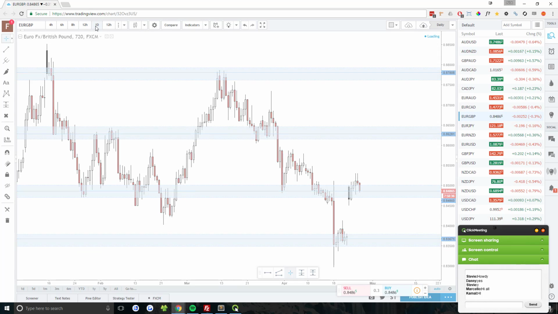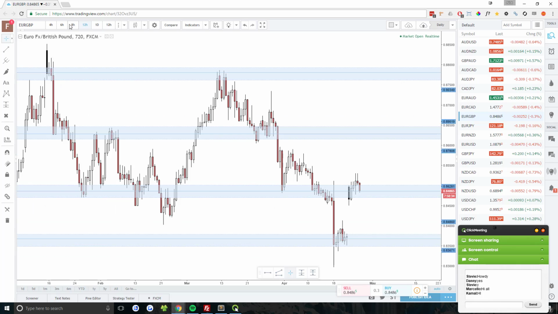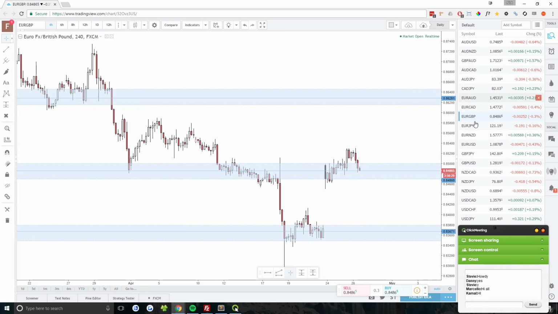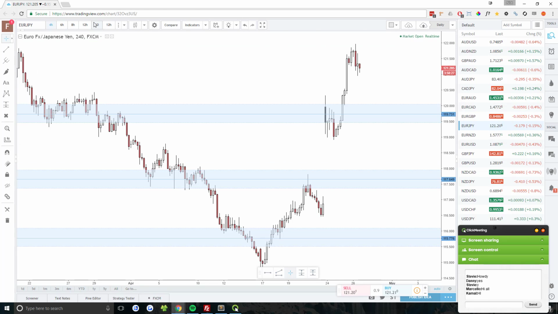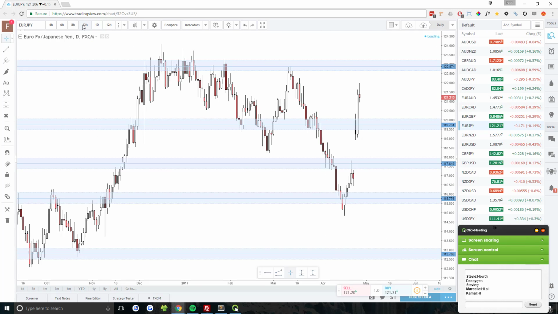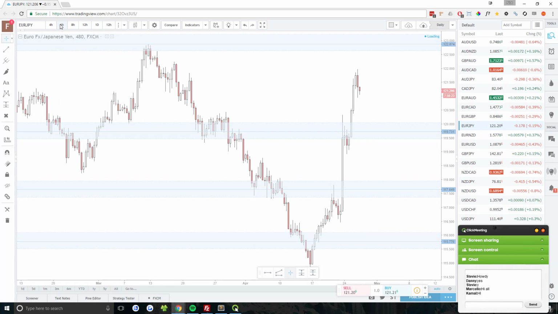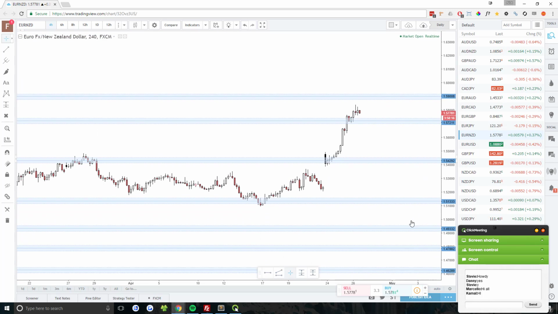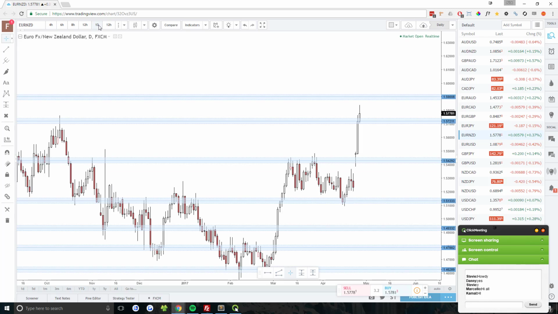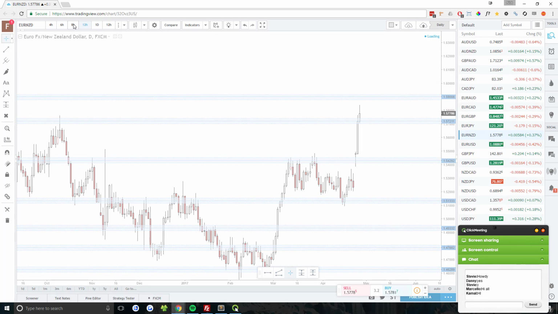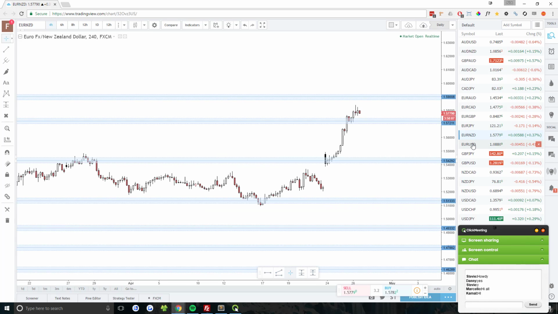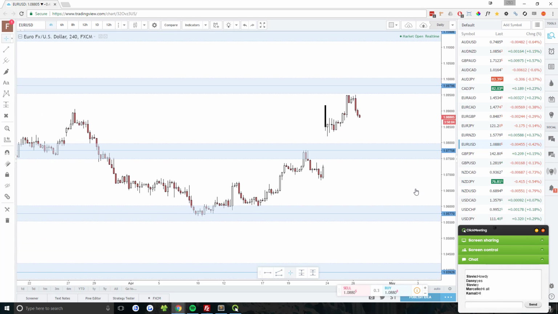All right, Euro GBP. Yeah, I mean, with that gap up, I'm not too sure about taking a trade here. Euro JPY, again, that gap up, it just kind of ruins things for me. Euro New Zealand, again the gap, and then it just started trending after that. Euro USD.